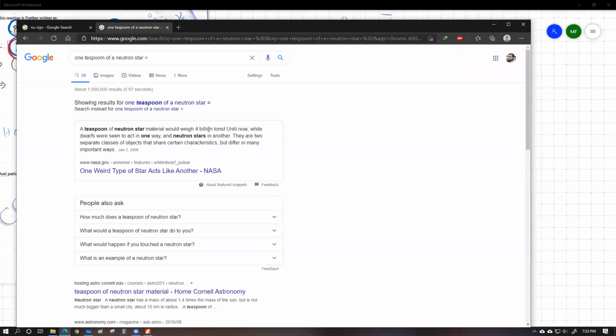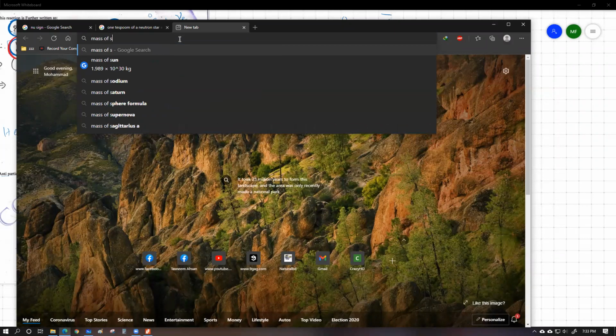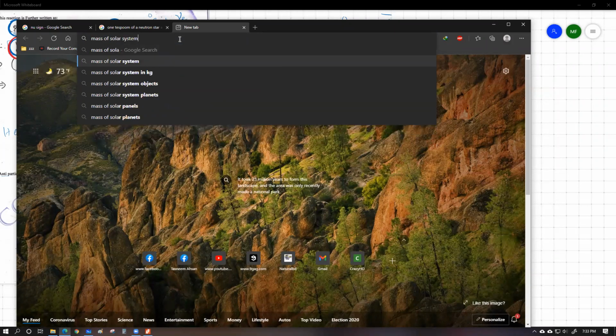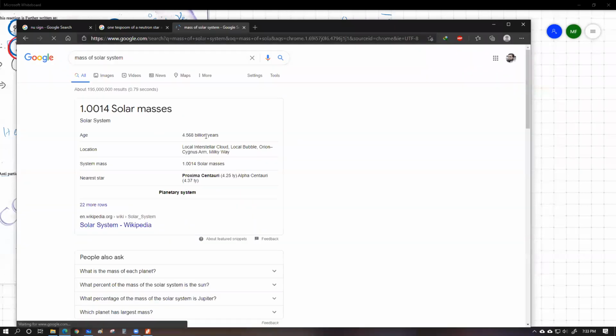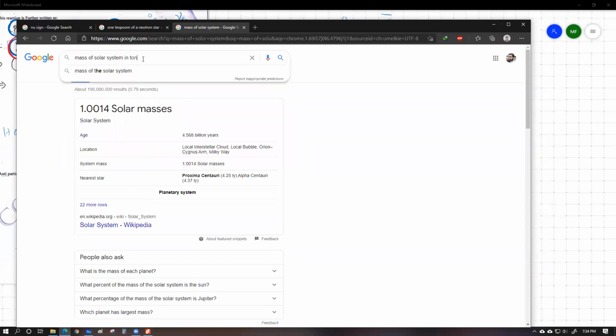One teaspoon of neutron star material would weigh 4 billion tons. 4 billion tons. Let's try to find out the mass of the solar system, in tons.